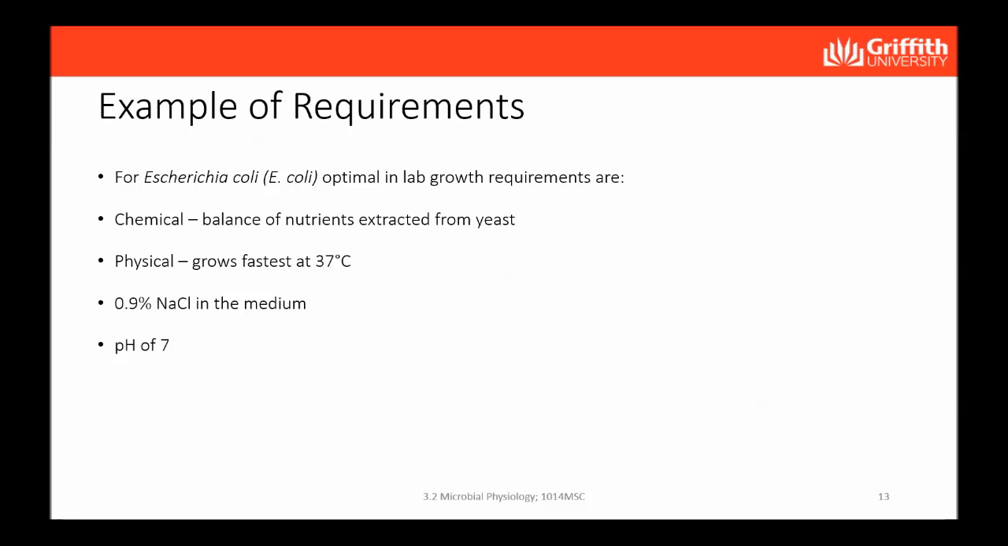Other physical requirements include that the medium be at a pH of 7 and a saline concentration of 0.9%. All of the above mentioned physical and chemical conditions must be met to culture this bacteria. However, we still cannot culture more than 99% of all bacteria because we don't know their optimum growth requirements.